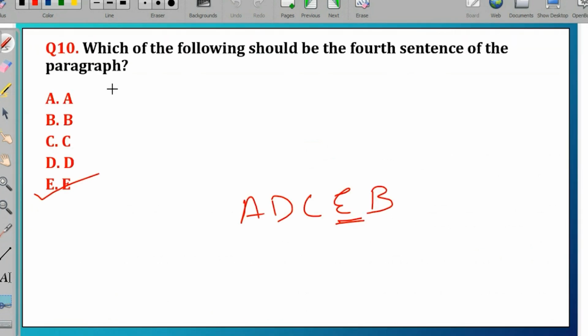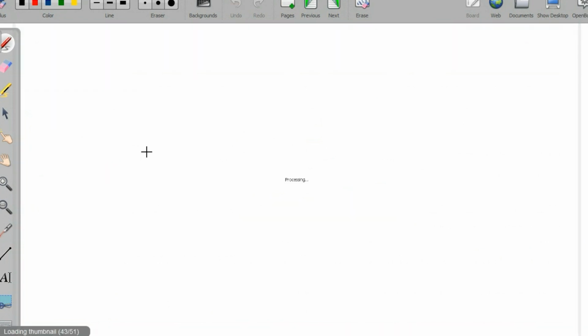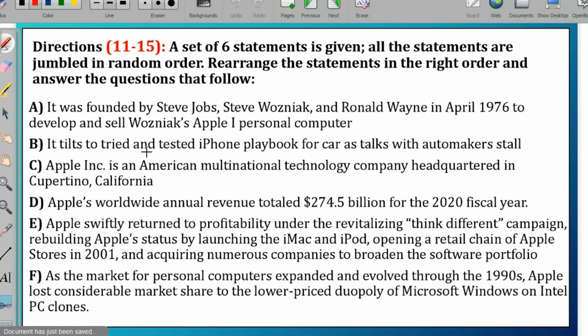So which of the following should be the fourth sentence? The fourth sentence will be your E statement. That is option E in this question. Let's move ahead. This is another para jumble.